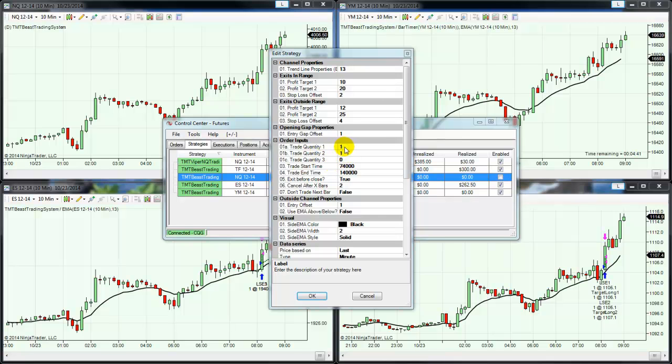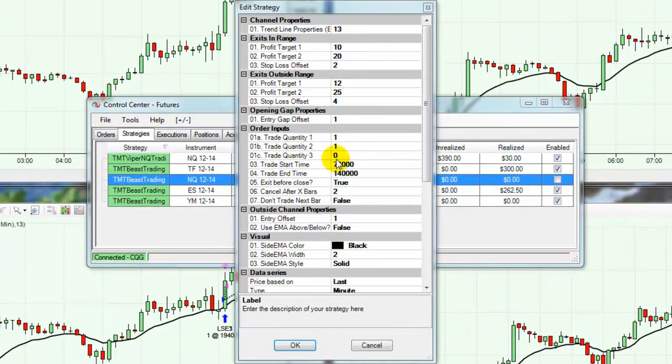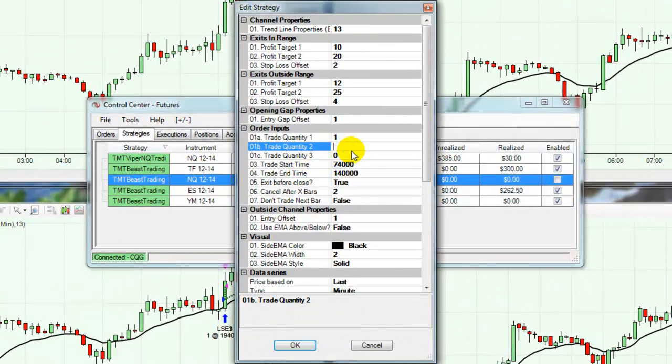You can put 1 in quantity 1, and you can put 1 in quantity 3 and skip the second trade. So I'm going to do that as an example. I just zero that out and then put 1 in here. So now what's going to happen is it's going to buy 1 contract at a target of either 10 or 12, depending if it's an inside range or outside range. And then our final contract is going to be a runner.